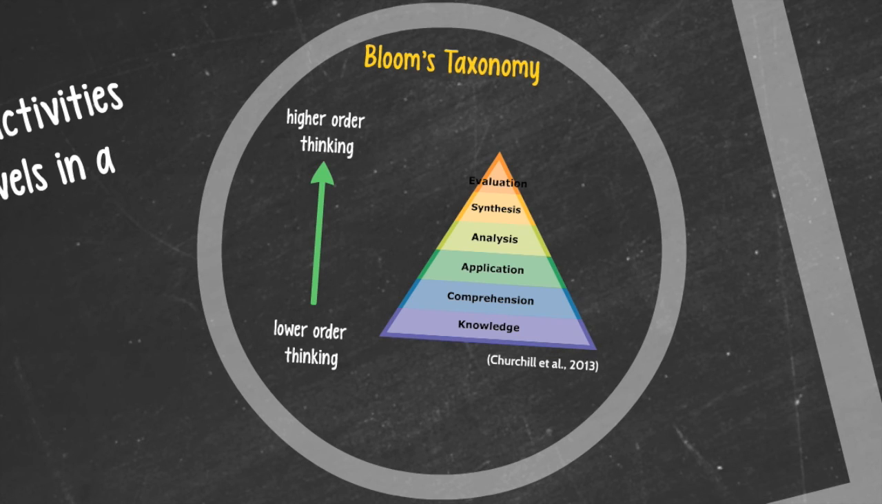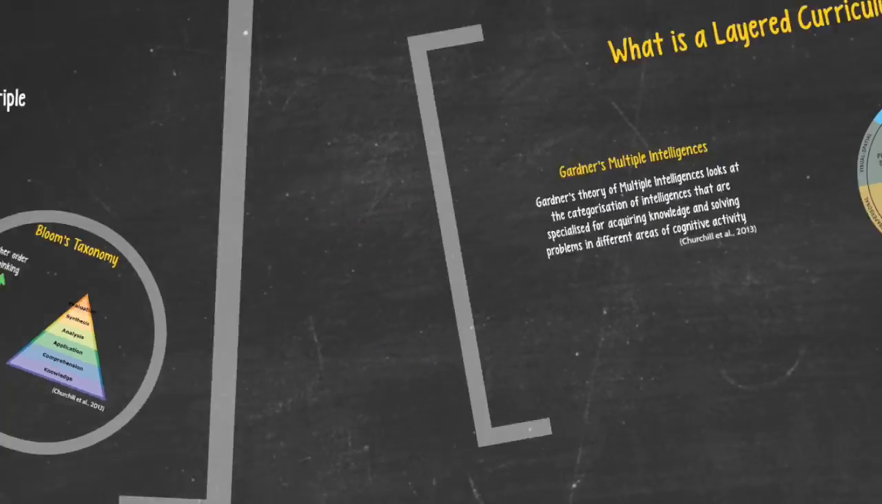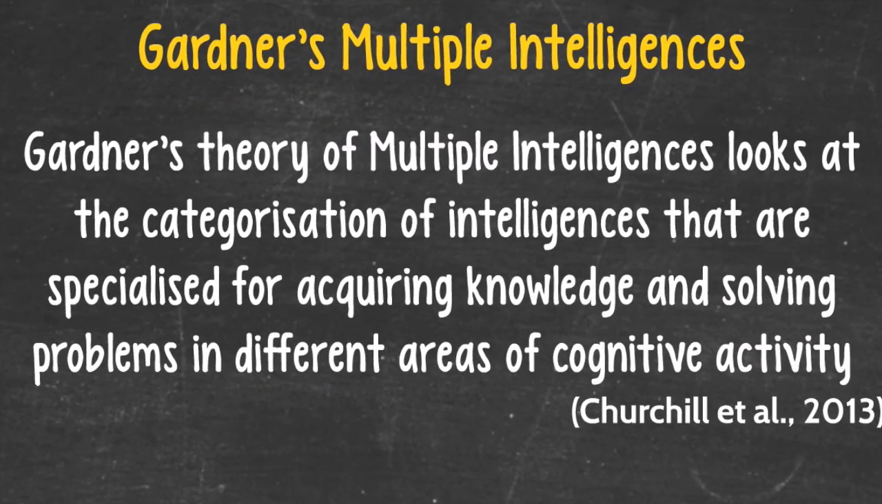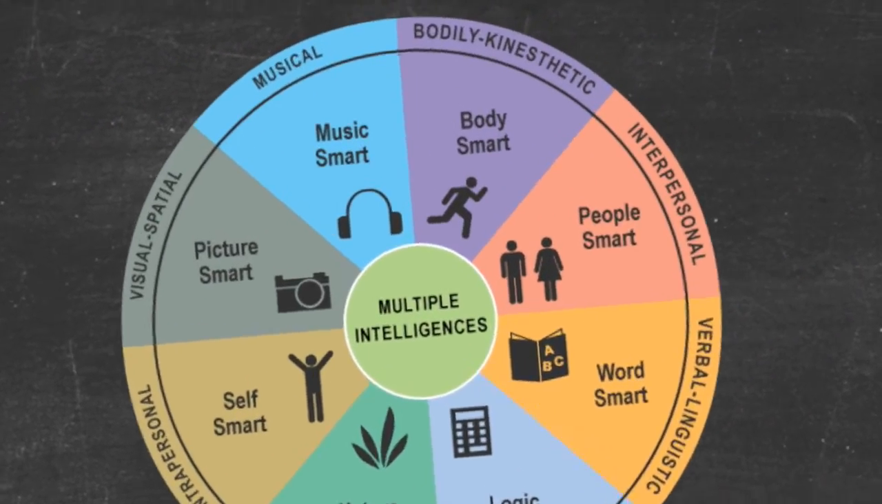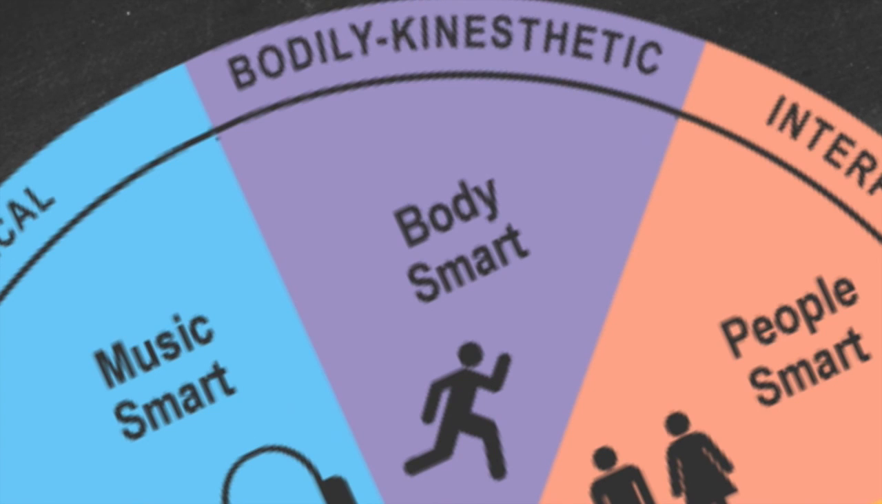Now looking at Gardner's theory of multiple intelligences. This theory looks at the categorization of intelligences that are specialized for acquiring knowledge and solving problems in different areas of cognitive activities. These intelligences include kinesthetic, where students learn best when using their body. Students have highly developed awareness of their body and handle objects skillfully. They work best through hands-on learning and creating things.